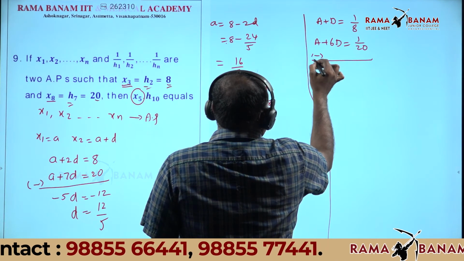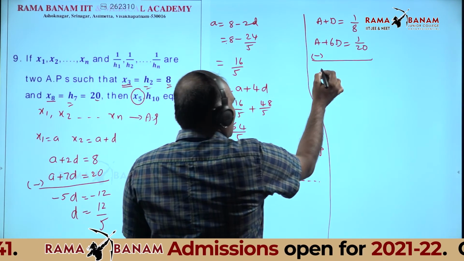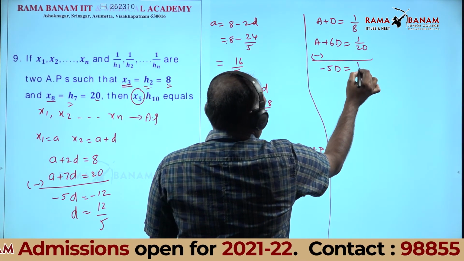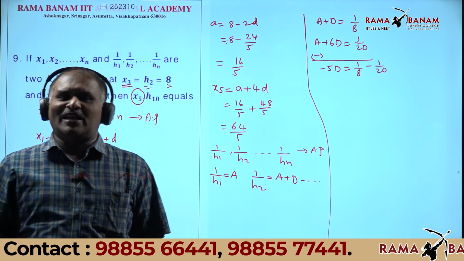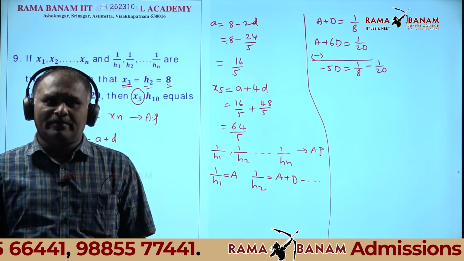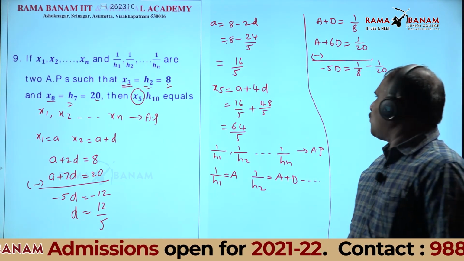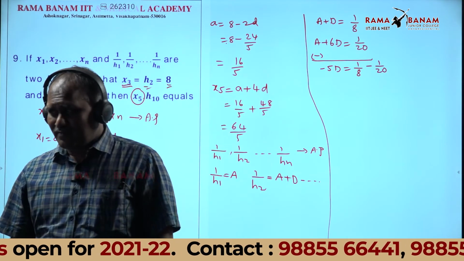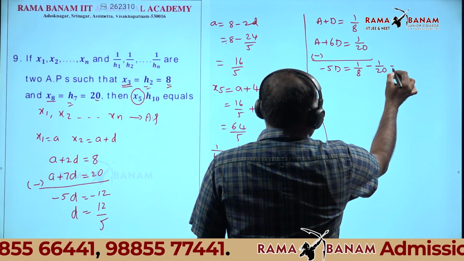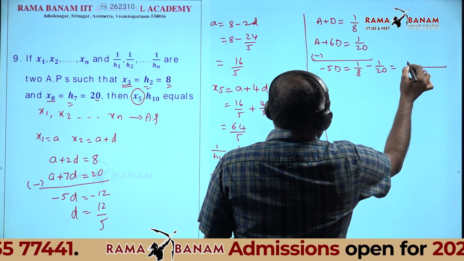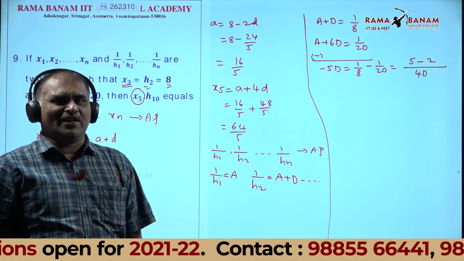Subtract both, here A cancels. D minus 6D, that is minus 5D, is equal to 1 by 8 minus 1 by 20. You can take the LCM of 8 and 20. What is the LCM? 40. Good. The LCM is 40. Here 5 minus 2 will be there. What is 5 minus 2? It is 3.